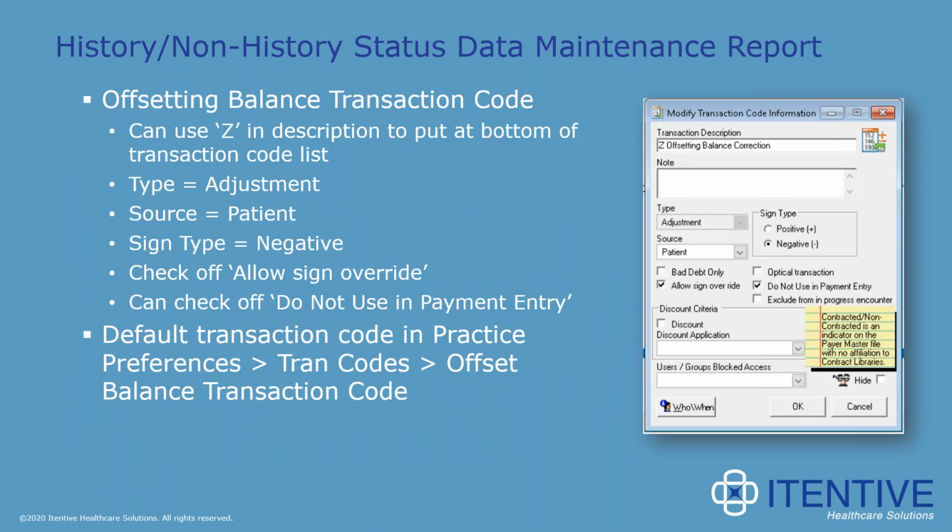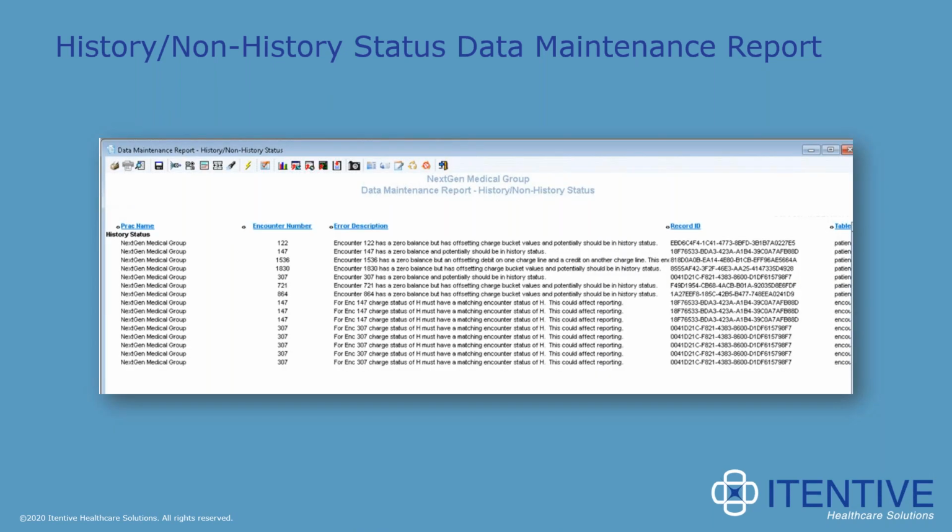So again, this slide is just for your reference. If you did ever want to set up this transaction code, you can set this up in file maintenance, and then you would apply it in your practice preferences under that transaction code section. So here you can see an example of that history, non-history status report. It's showing me some errors that I uncovered from running this report. I could usually fix these by double clicking on the row to autocorrect it. Or if not, I can always right click on a row and it will get me into balance control, and then I can manually fix that issue.